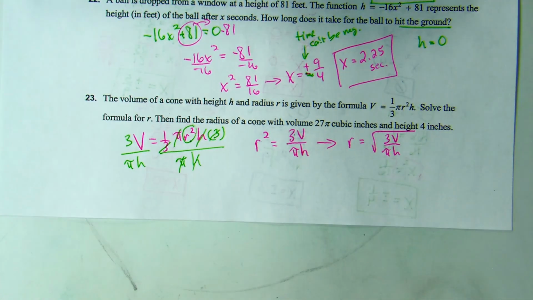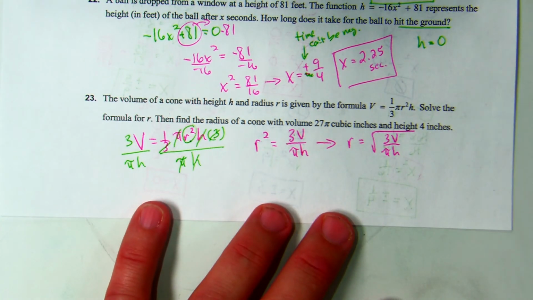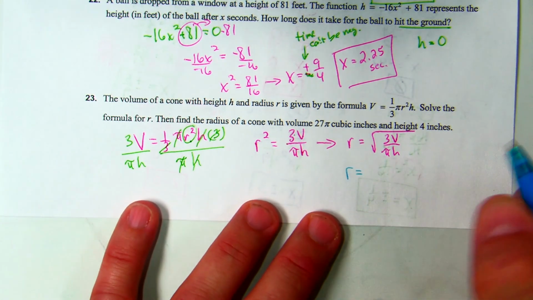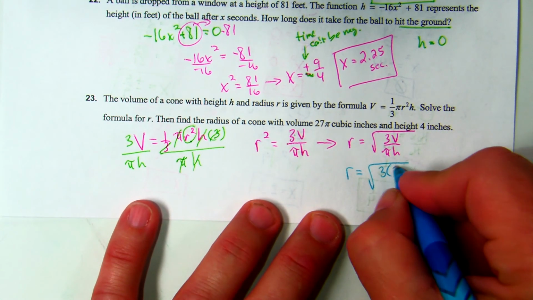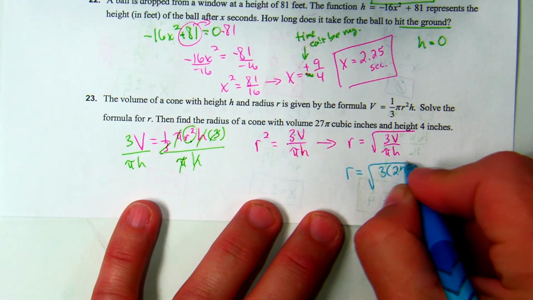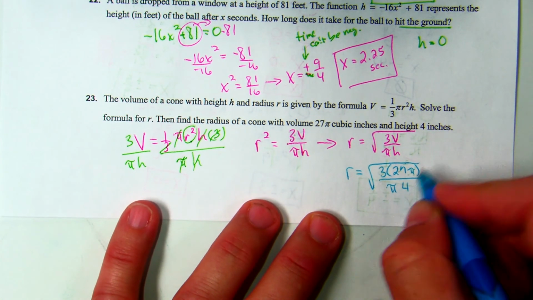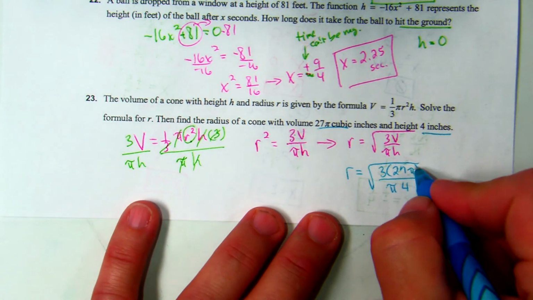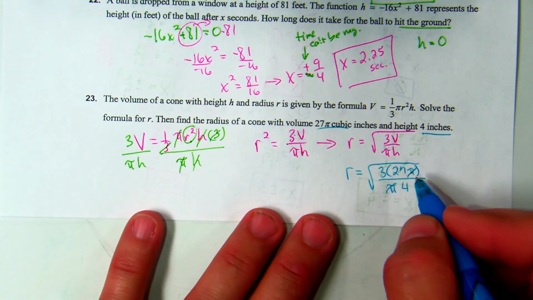And then they give us the volume and they give us h and say what is the radius r. So plugging that in, we'll have r equals the square root of 3 times the volume, which is 27 pi, all over pi times h, which they said was 4. The pi's cancel. 3 times 27 divided by 4.